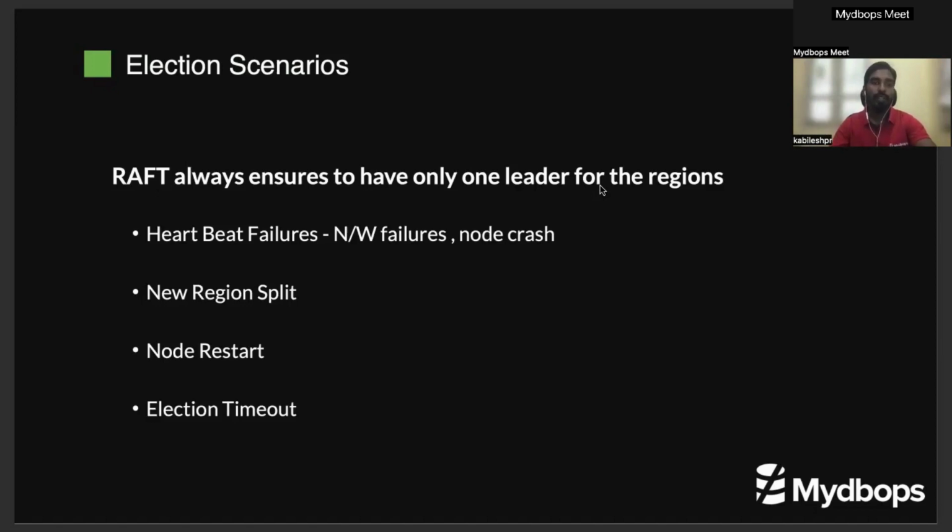And also, as I said, when the node size or the region size exceeds the limit, that is 120 MB, the region split happens. A new region will be created. When a new region is created, the new region will start an election to elect its new leader. So that is also one scenario for election.